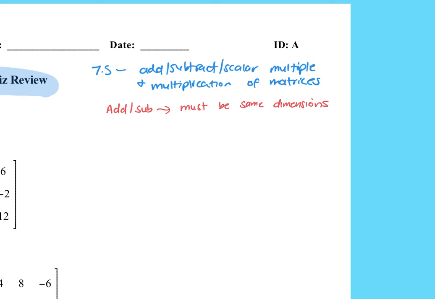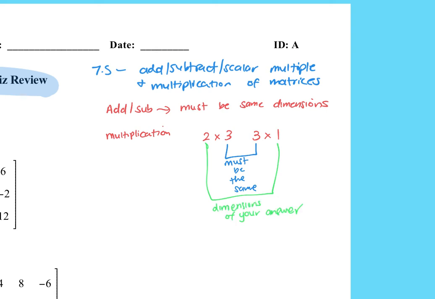Scalar multiple can be done on anything, okay? And then for multiplication, you've got to get the order of each matrix. So let's say it's a 2 by 3 and a 3 by 1. You check the inner two. These must be the same. And then the outer two are the dimensions of your answer. So in this case, if I had a 2 by 3 and a 3 by 1, then my answer is going to be a 2 by 1.